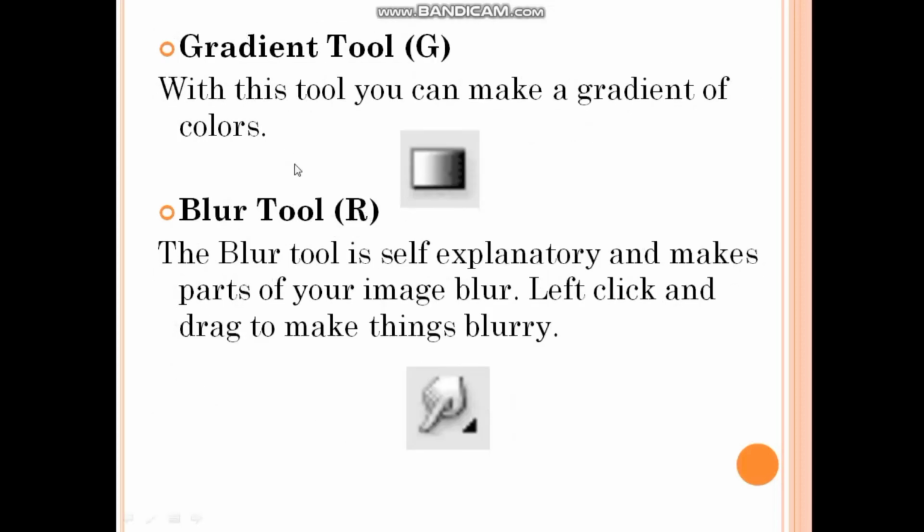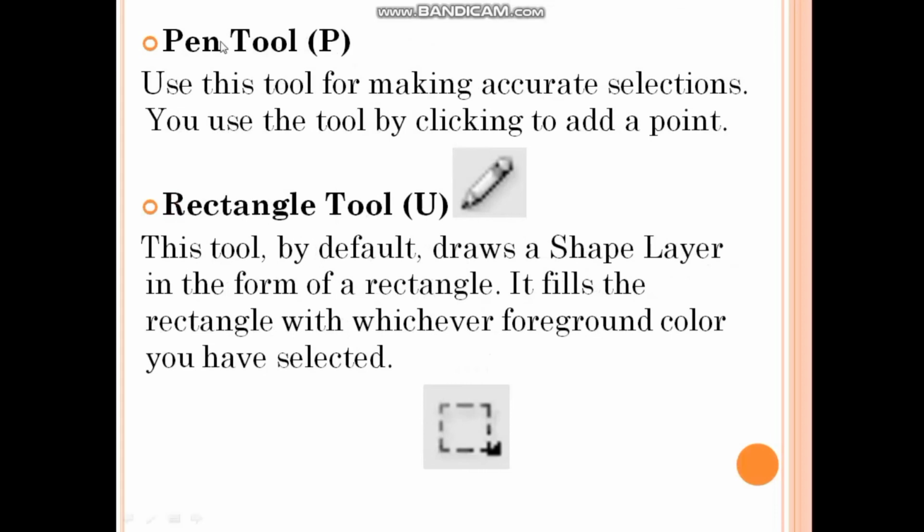Gradient tool. With this tool you can make a gradient of colors. Means it applies a gradient fill to a selected part or an entire image. The next is the blur tool. It blurs the sharp edges of an image. Means the blur tool is self-explanatory and makes part of your image blurry. Means when you want to make a single portion or part of an image blurry, then you can use the blur tool. Left click and drag to make things blurry. These are the steps.